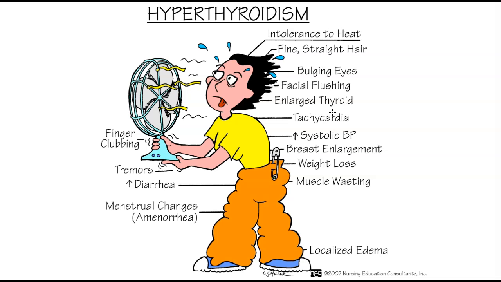So everything goes up. Blood pressure goes up, heart rate goes up, our metabolism goes up, right? So it's very fast, so we have difficulty gaining weight. Instead, we're losing weight, our muscles are wasting, and sometimes it can affect women's menstrual cycle. It can cause the hair to be fine. It can cause heat intolerance, so everything is hot. So just imagine that you're running really fast constantly. So that's what hyperthyroidism looks like.